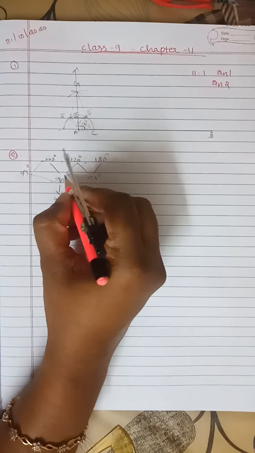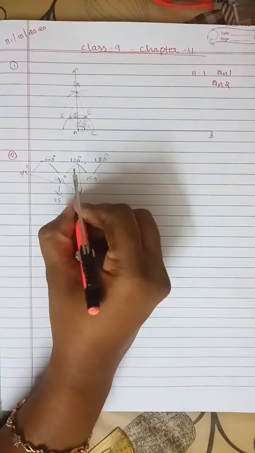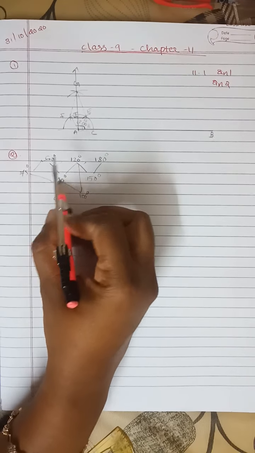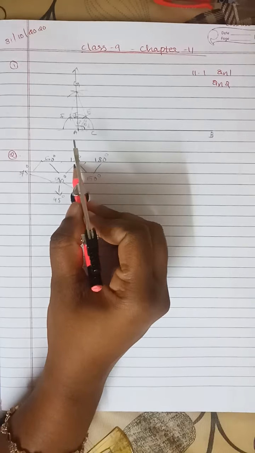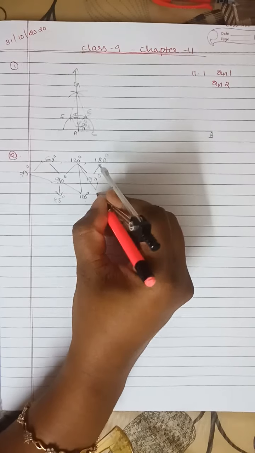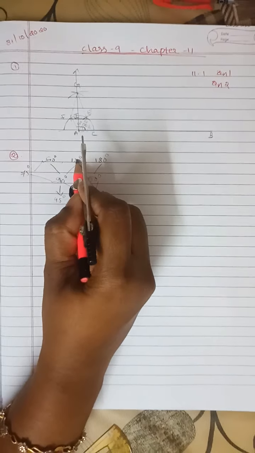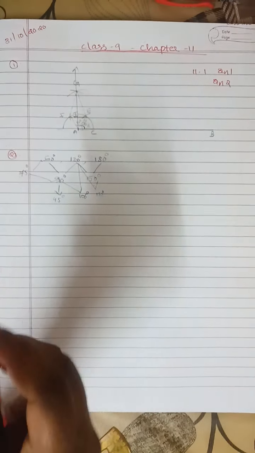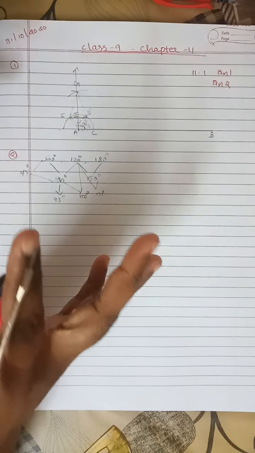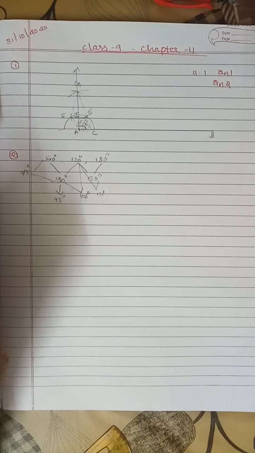In between 90 and 120, the middle number is 105. So if you want to draw 105, you should bisect the angle between 90 and 120, correct? In between 120 and 150, the middle number is 135. So if you want to draw 135, you can draw it by bisecting 120 and 150. Whatever angle you want to make, you should check which two angles it comes in between. First of all, draw those angles, then bisect, and you will get the required angle. That is the method.